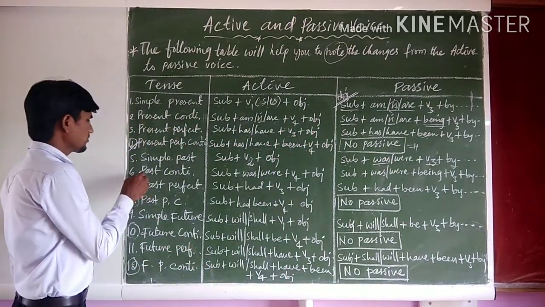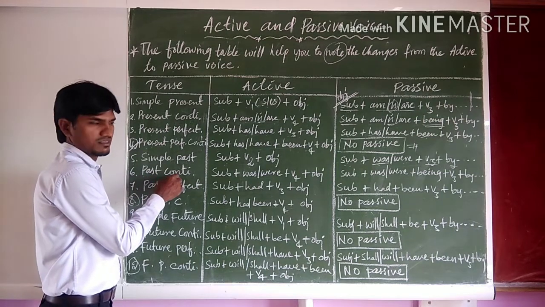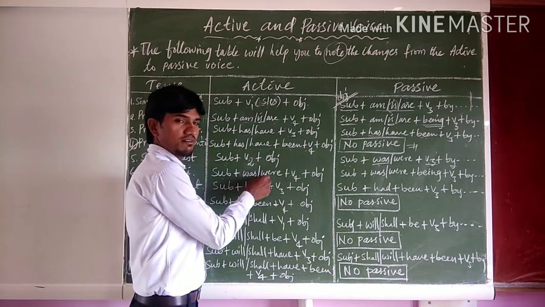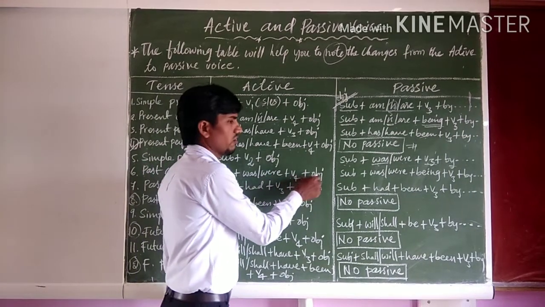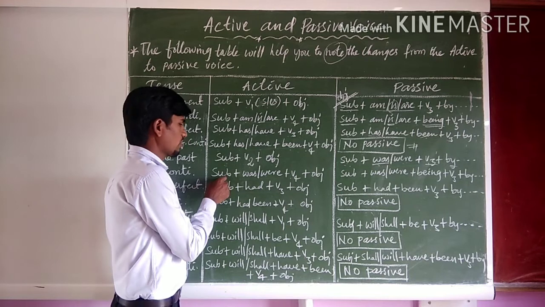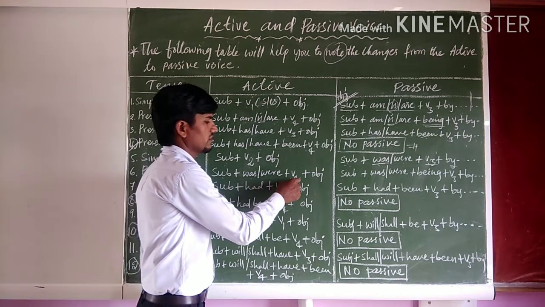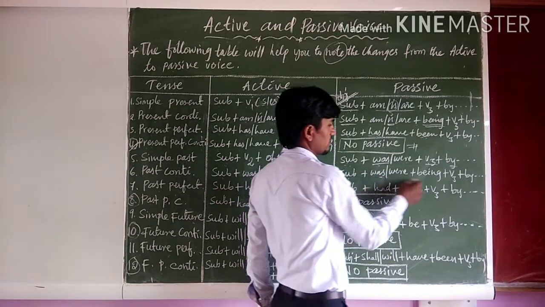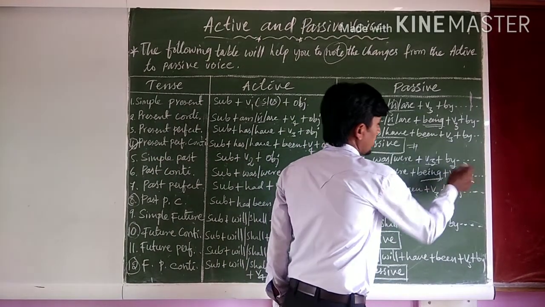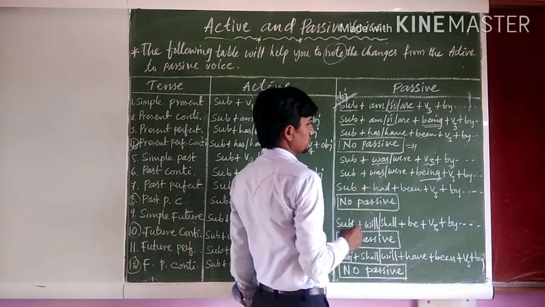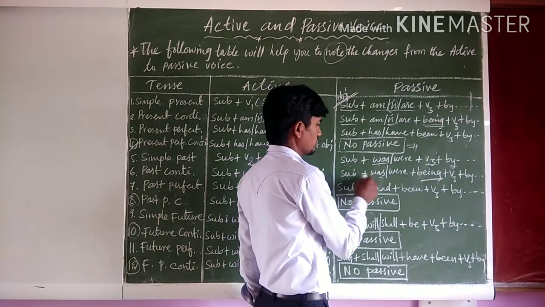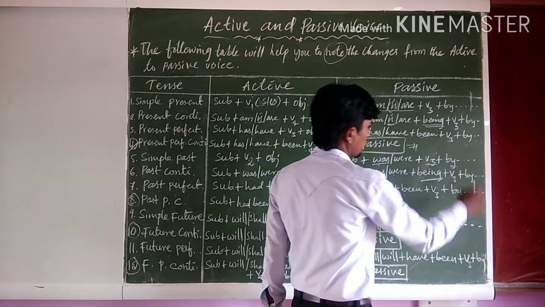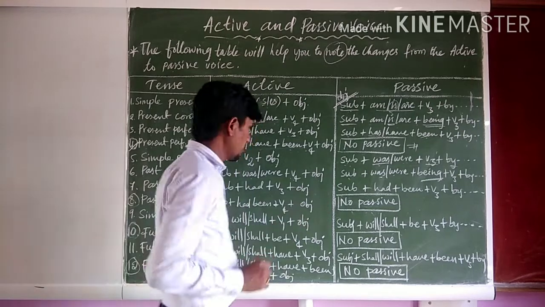Then coming to the past continuous tense. The structure is subject plus was or were plus V4 plus object. For example, he was writing a letter. A letter was being written by him. Therefore, the passive structure is subject plus was or were plus being plus V3 plus by prepositional phrase.